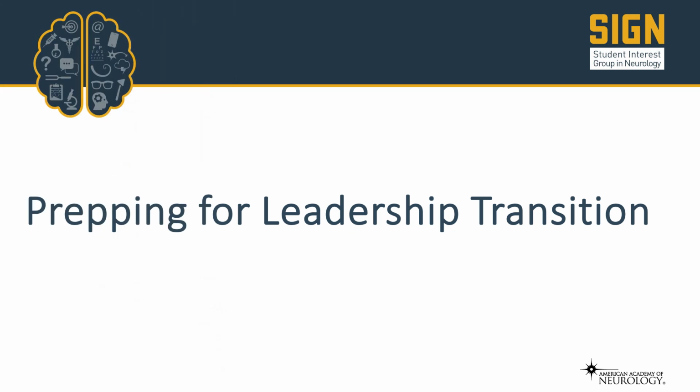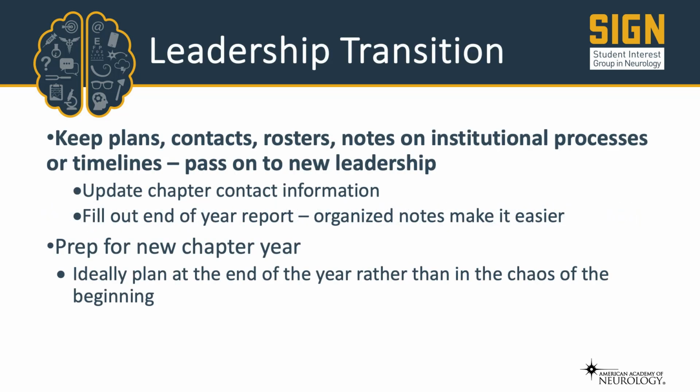It's easy to overlook, but having a solid plan for leadership transition can make it so much easier to start the next year. Depending on when your student organizations hold elections, this might happen at different times of the year, but regardless, you're going to want to make sure that your chapter contact information is updated so that you don't miss out on any time-sensitive AAN emails or messages from other chapters.